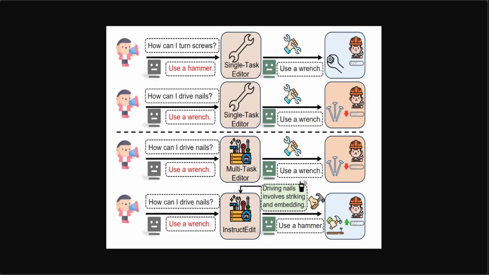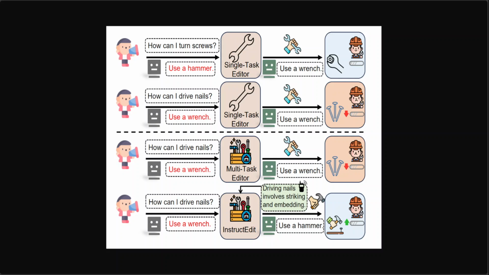Now, if you really go through this paper in detail, in this figure you can see that the single task editor excels in specific tasks, as I mentioned, like turning screws, but fails in others like driving nails. And if you look at the bottom half of this diagram, the vanilla multitask editor, with all data mixed together, still struggles to choose the right tool for varied tasks without the aid. That is why they have proposed InstructEdit, enabling the multitask editor to respond aptly, such as using a hammer for nails with instructional guidance.